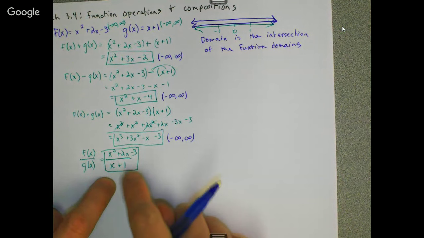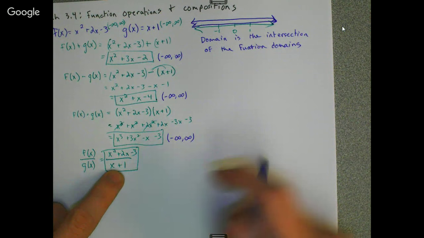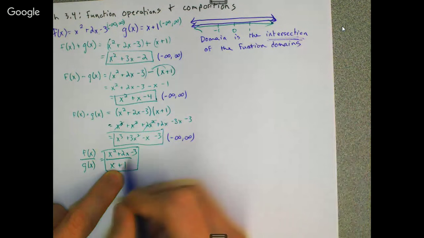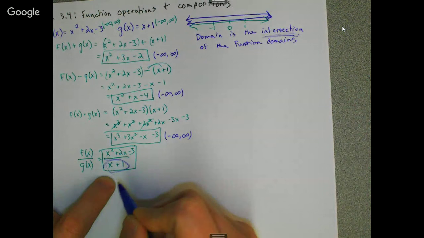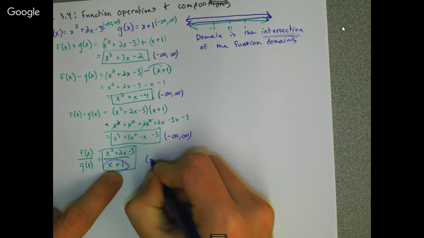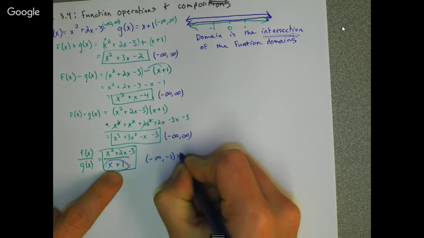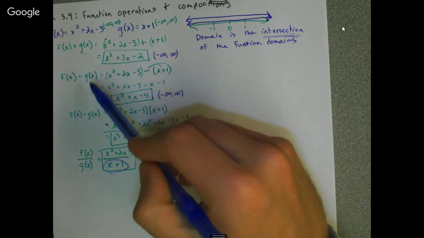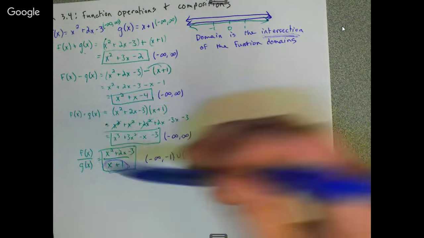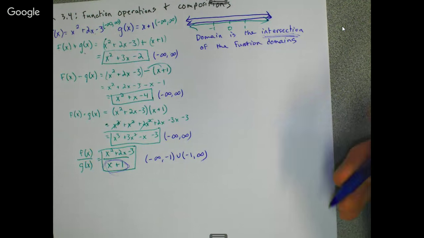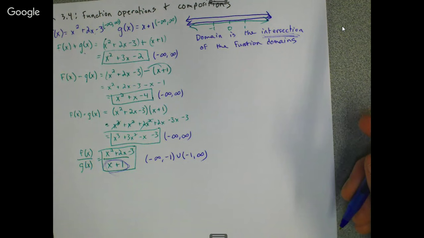Now, division is where we have a problem, because it is the intersection of the two, but it is also the intersection of where this is not 0. So we have to get rid of that value. In this case, I have to get rid of -1. So we're at negative infinity to -1, union, -1 to infinity, and that would be my domain. So you get the sum function, the subtraction, multiplication, a product function, and quotient function. We want those intersections or unions.